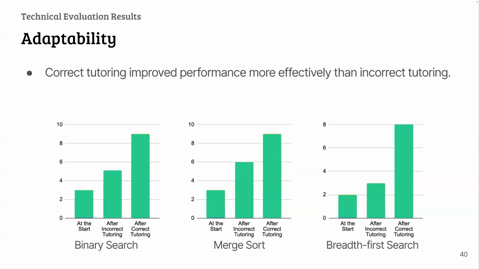For adaptability, we found that correct tutoring improved performance more effectively than incorrect tutoring. This result is especially promising in the context of learning by teaching because it will encourage learners to give correct instructions.